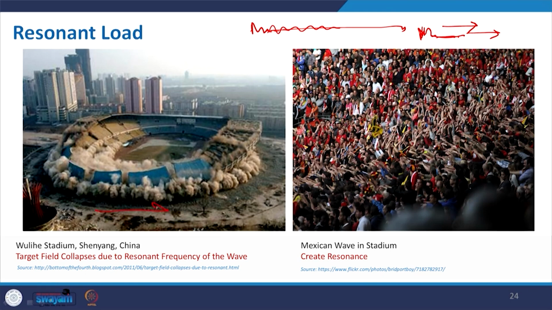So, this is another example, where a controlled demolition was collapsed due to the resonant frequency of the wave. Taking that as an advantage, it was a controlled demolition, so that this particular demolition would not affect the surrounding area.